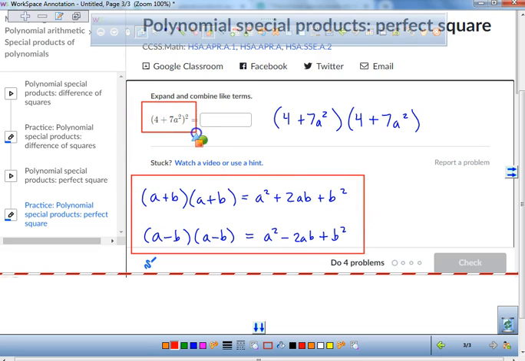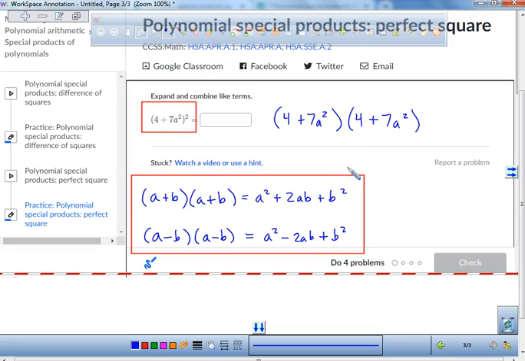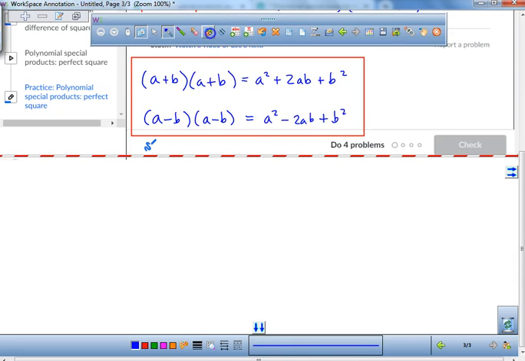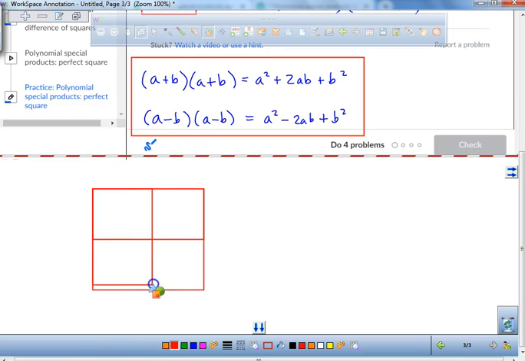So when I see this, my mind automatically jumps to this pattern right here. Once again, we are going to do the array method because this method will work every single time. So you can always do it this way. It's a tried and true method. If you like the FOIL method, you can do the FOIL method. It's basically the same thing: first, outside, inside, last. I'm just going to do this method to help people with organization.